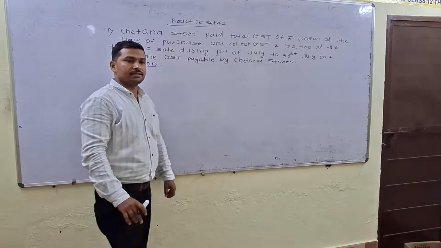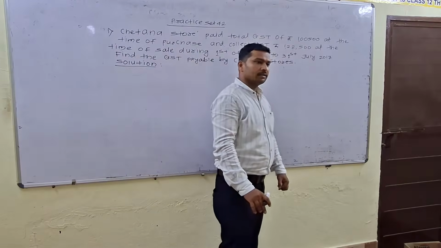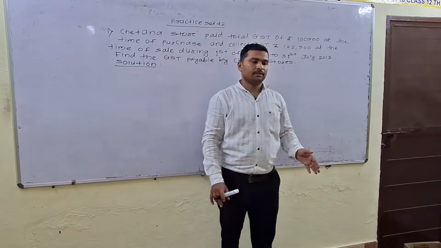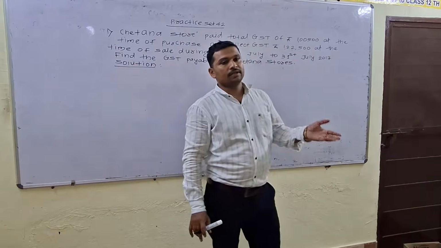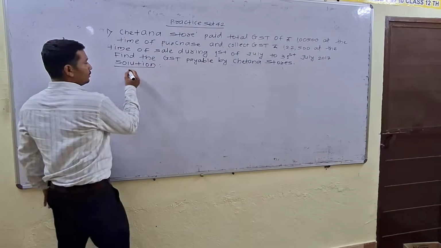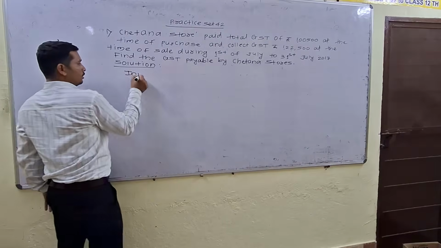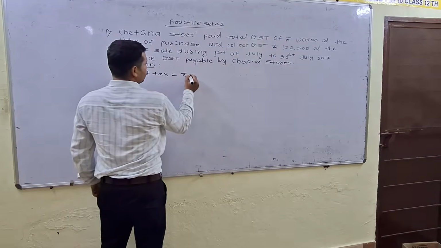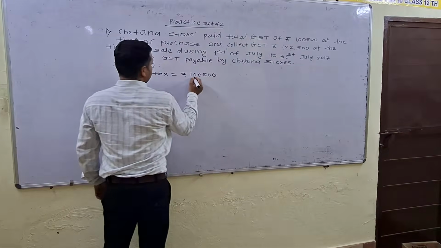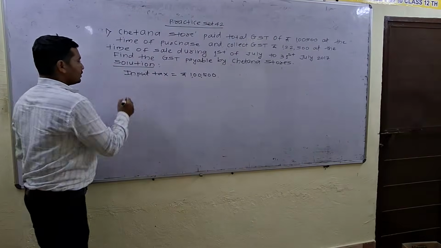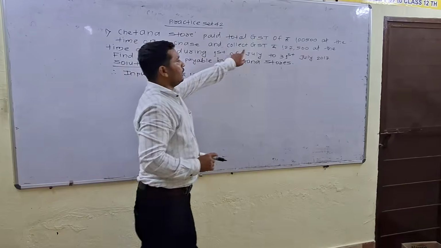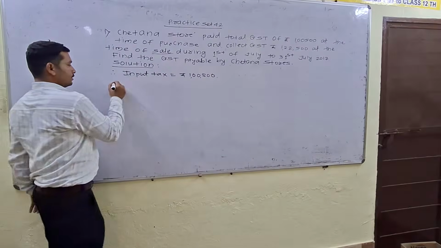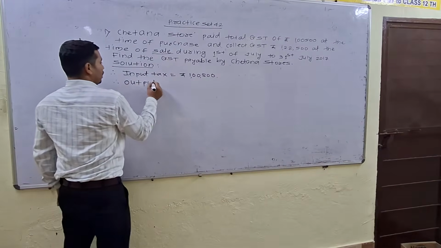At the time of purchase means input tax, and at the time of sale, output tax. So I write it down here again. Input tax is rupees 1,05,000. Next, tax collected as GST at the time of sale is 1,20,000. Sale means output tax. Therefore, this is the output tax.